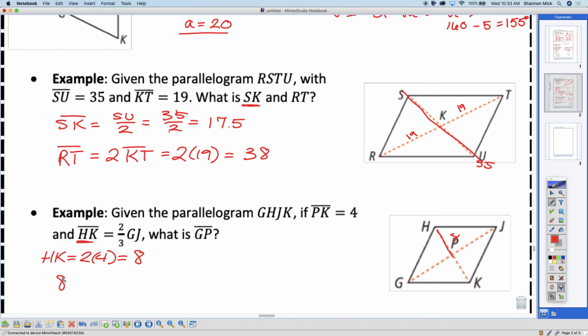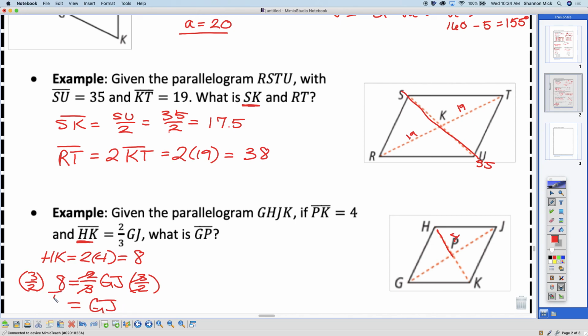So now I substitute that in here, right? So I have 8 equals 2/3 GJ. So now I need to get this 2/3 to be a 1. So what do I multiply it by? The reciprocal on both sides, right? So I do 3/2 and 3/2. So over here I get 1, and I just get GJ. Yes? Okay. Now this is 8 over 1, correct?